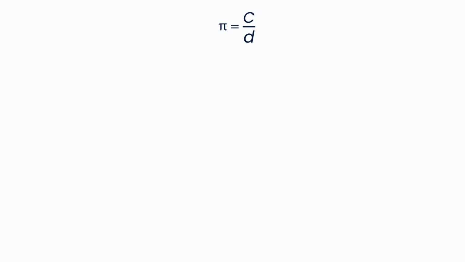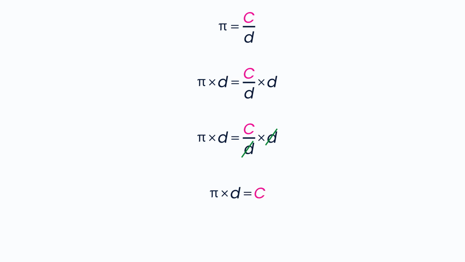C over d. Let's solve this equation with respect to C. First, multiply both sides of the equation by the diameter, d. As d over d equals 1, you end up with pi times d equals c. Or c equals pi times d, or just pi d.